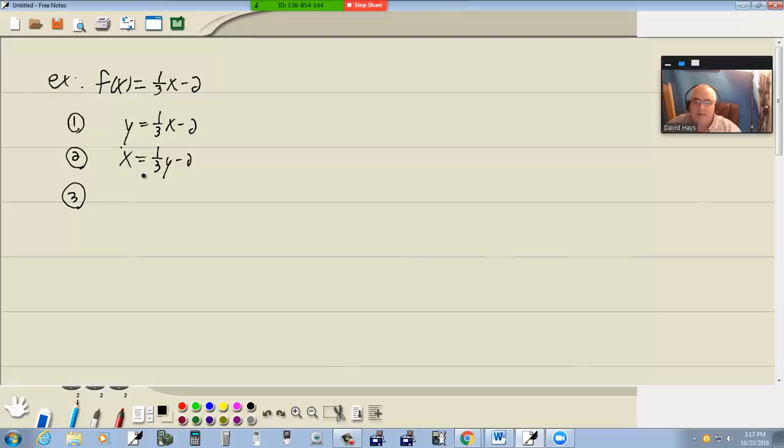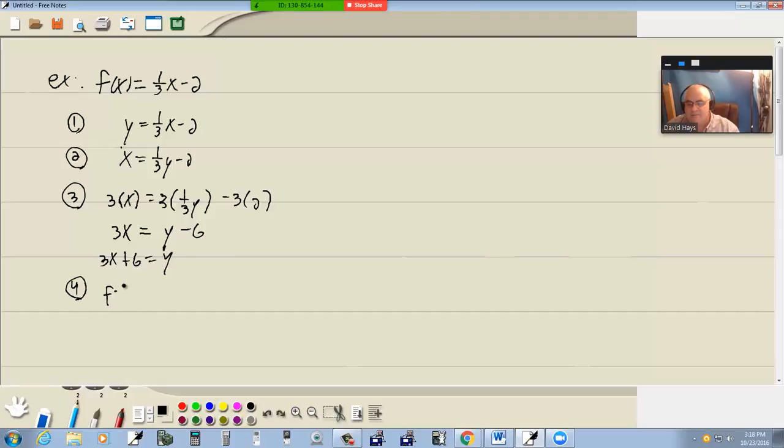Step 3 is solve for y. So I'm going to multiply everything by 3. So I get 3 times x, 3 times 1/3 y, minus 3 times 2. So that gives us 3x, those 3's cancel, we've got y, minus 3 times 2 is 6. Take negative 6 over, it becomes a positive 6. And then step 4, replace y with your inverse notation. So the inverse of f is equal to 3x plus 6.